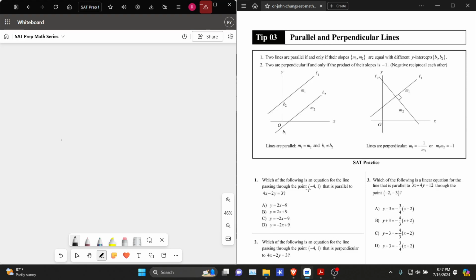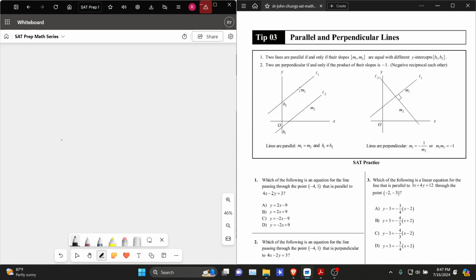Hi, this is video 3 of the Math SAT Prep series, and this is parallel and perpendicular lines. Two lines are parallel if and only if their slopes m1 and m2 are equal with different y-intercepts. So let's look at that first diagram there. That's what parallel lines look like. They have the exact same slope, but different y-intercepts, so they're not the same exact equation.